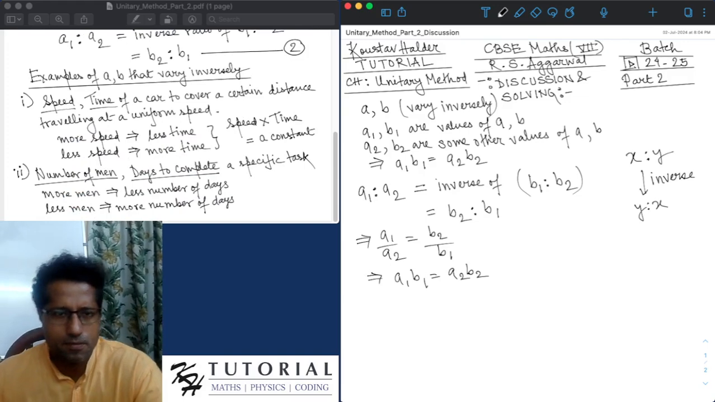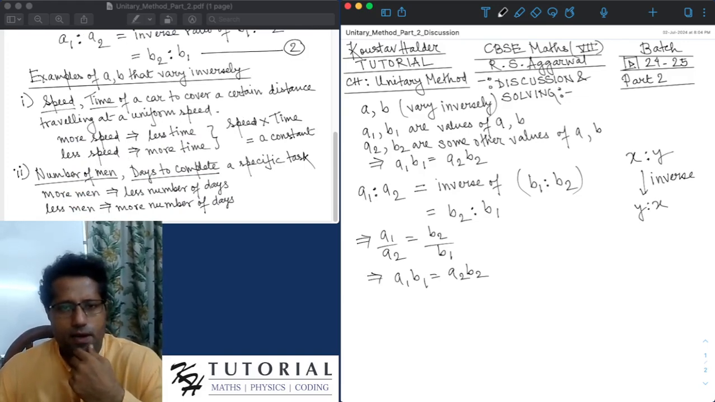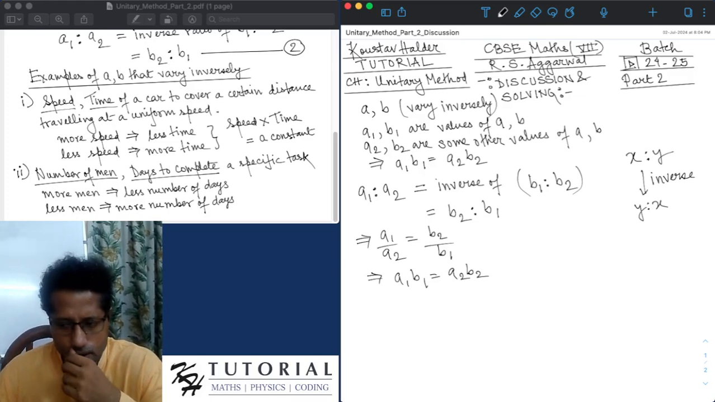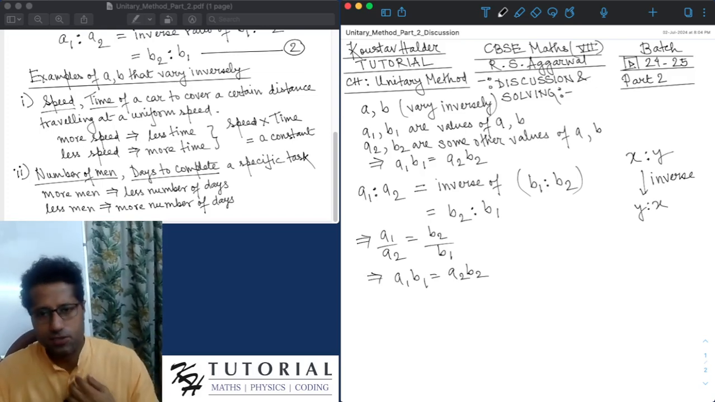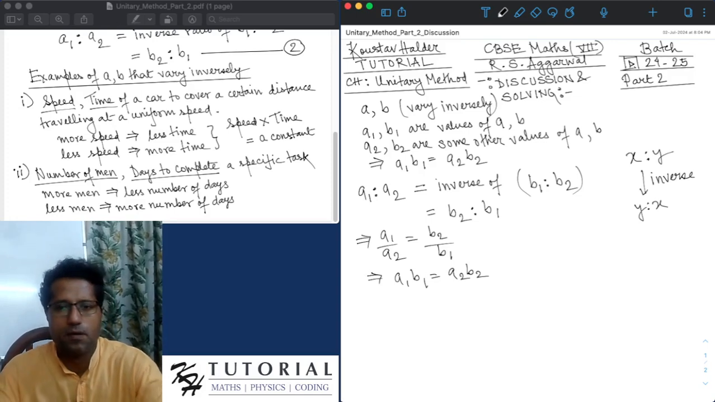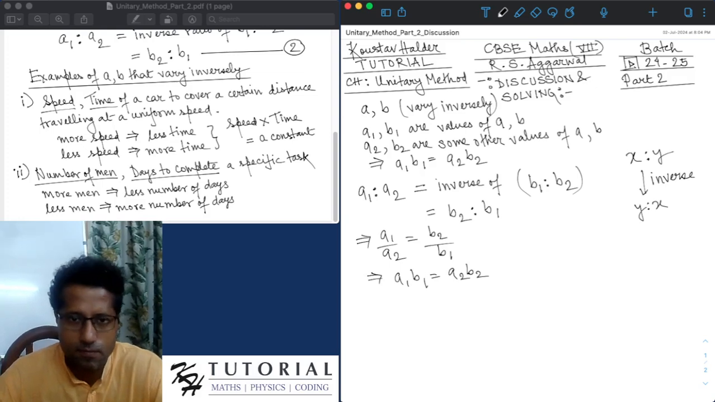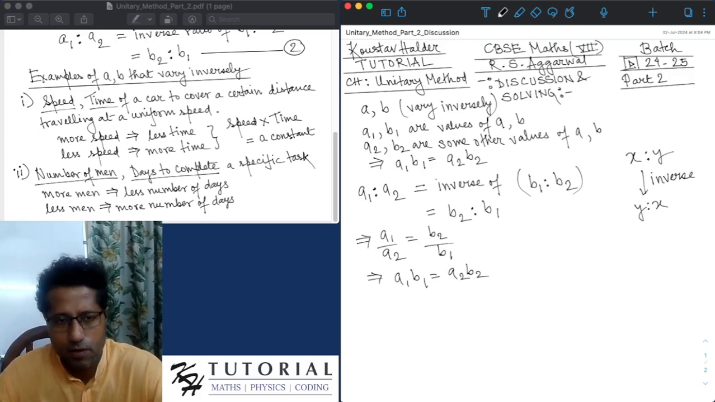Now some examples could be, consider a car running at a constant speed, which is running at a uniform speed, that is once it starts moving, its speed does not change. That is meant by a car moving at a uniform speed. So consider a car covering a certain distance. It will run at a specific speed, and it will cover the distance in a specific time. So here speed and time, these two quantities vary inversely. That is, if you increase the speed, time taken will be less, and if you decrease the speed, time taken will be more.